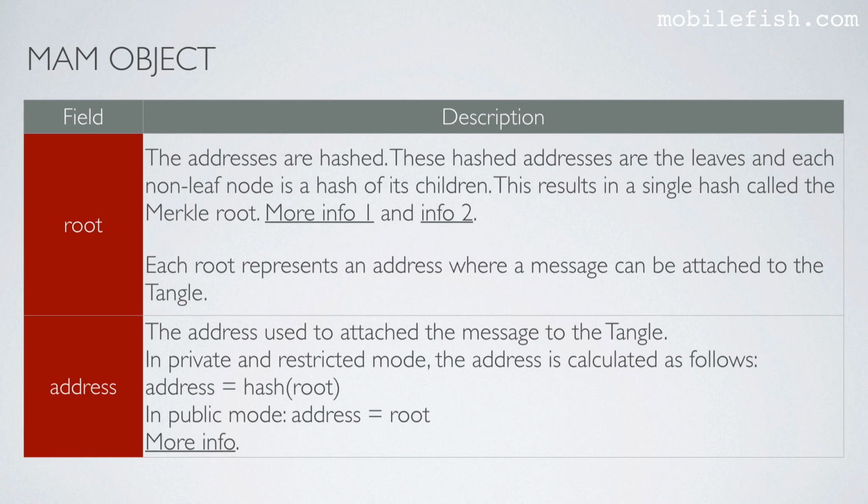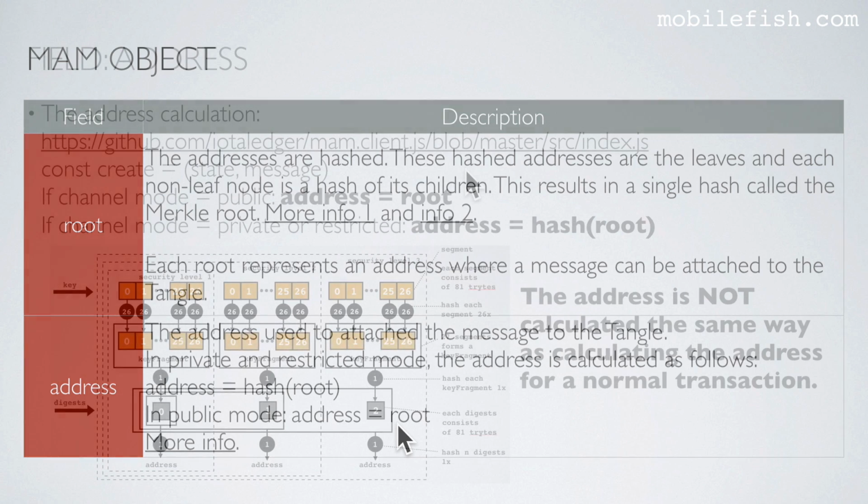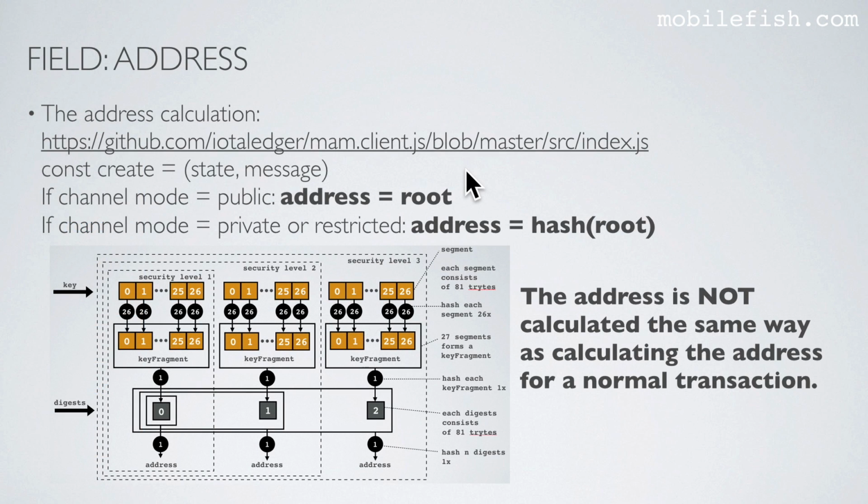Address. The address used to attach the message to the Tangle. In private and restricted mode, the address is calculated as follows. The address is the hash of its route. In public mode, the address is the route. If you want to see where the address is calculated, go to this link and search for this function. If the channel mode is public, then the address is the same as the route. If the channel mode is private or restricted, the address is the hash of its route. Please note, this address is not calculated the same way as calculating the address for a normal transaction.